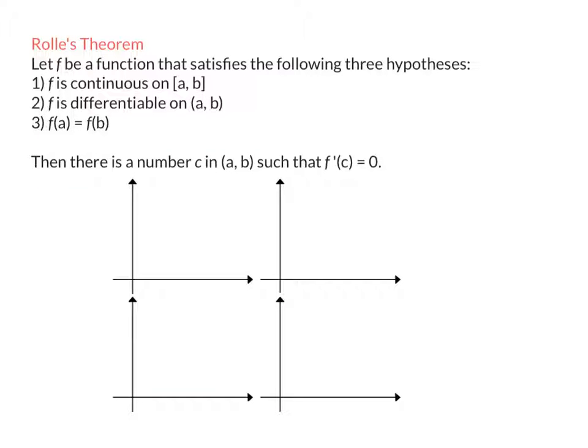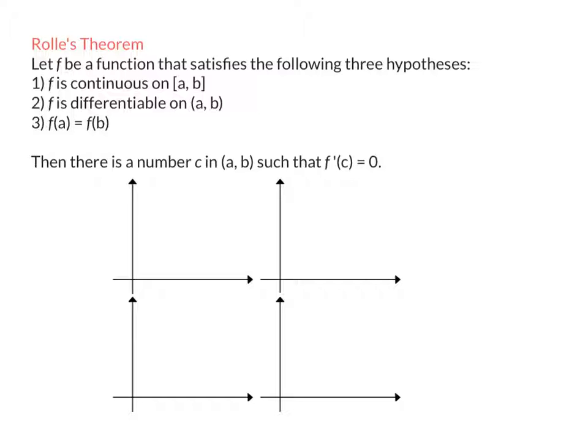Hello. In this video we're going to be discussing Rolle's theorem. So Rolle's theorem says that we have some function f that satisfies three different conditions. One, our function f has to be continuous on some closed interval from a to b. It has to be differentiable on some open interval from a to b. And the function values have to be equal to each other at the endpoints a and b.